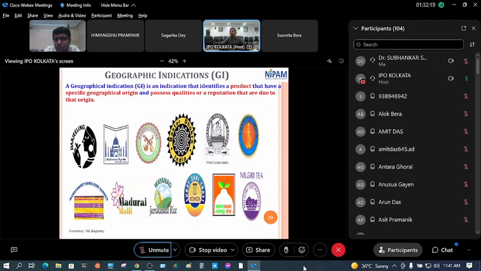So let us see what is geographic indications, GI. A geographical indication is an indication that identifies a product that has a specific geographical origin and possesses qualities or reputation that are due to that origin. You must have heard about Darjeeling tea, that is a GI product. These are some other GI products. Let us see some other GI products here.